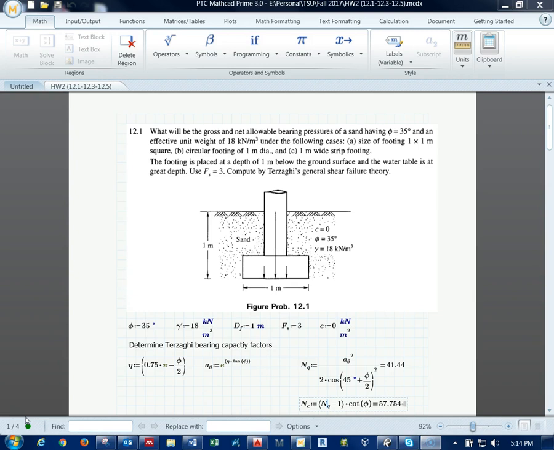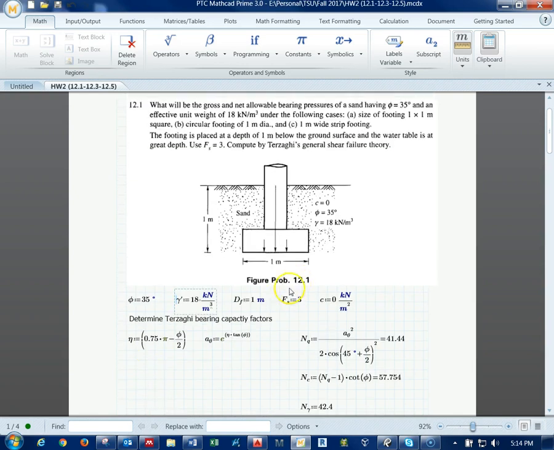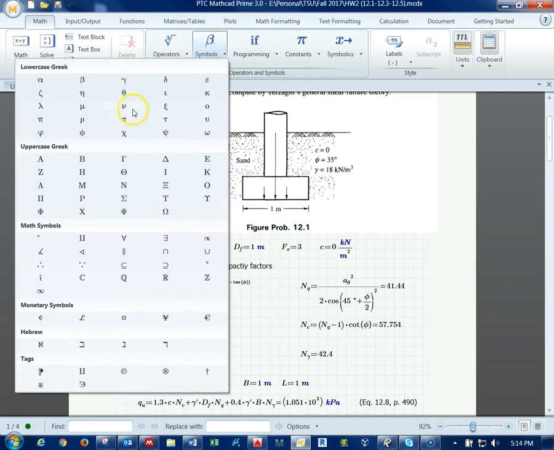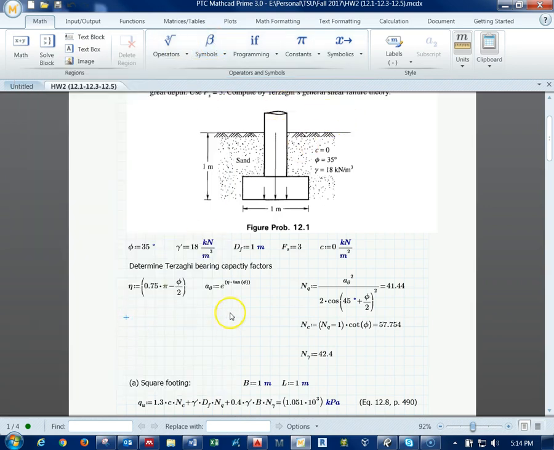So we want to compute the bearing capacity using Terzaghi's general shear failure theory. So again, we're using MathCAD, so I just use my snipping tool, and I cut and paste this from the book, and then I start adding the variables in. There are a couple of ways to add these Greek letters. You can go to symbols and pick out one. The way I like to do it is to just use the keyboard.